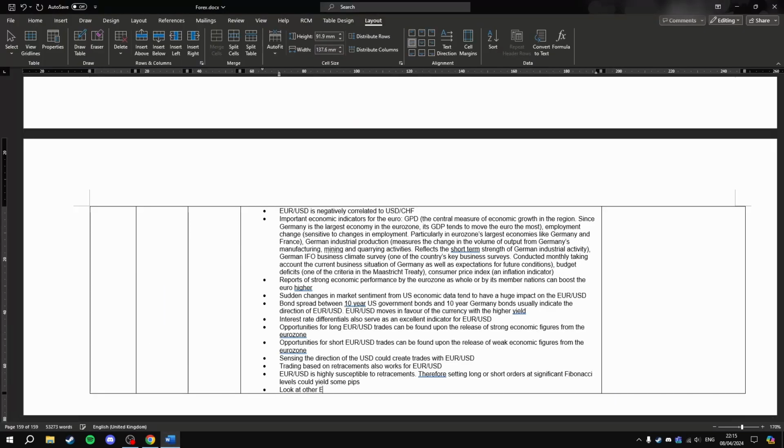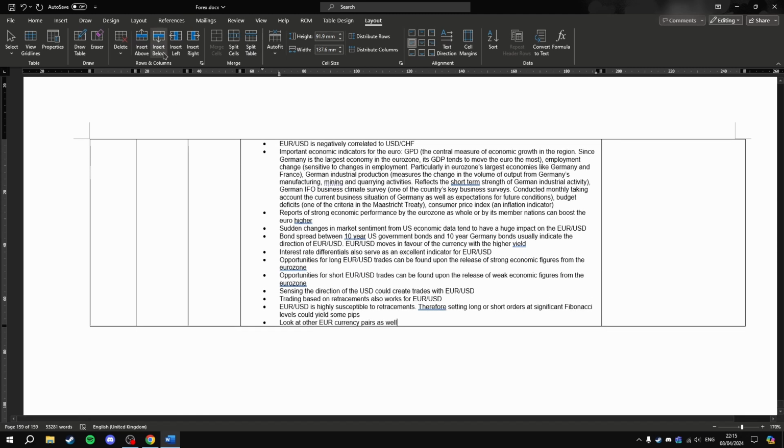Look at other EUR currency pairs as well. EUR JPY, EUR GBP. Cool.